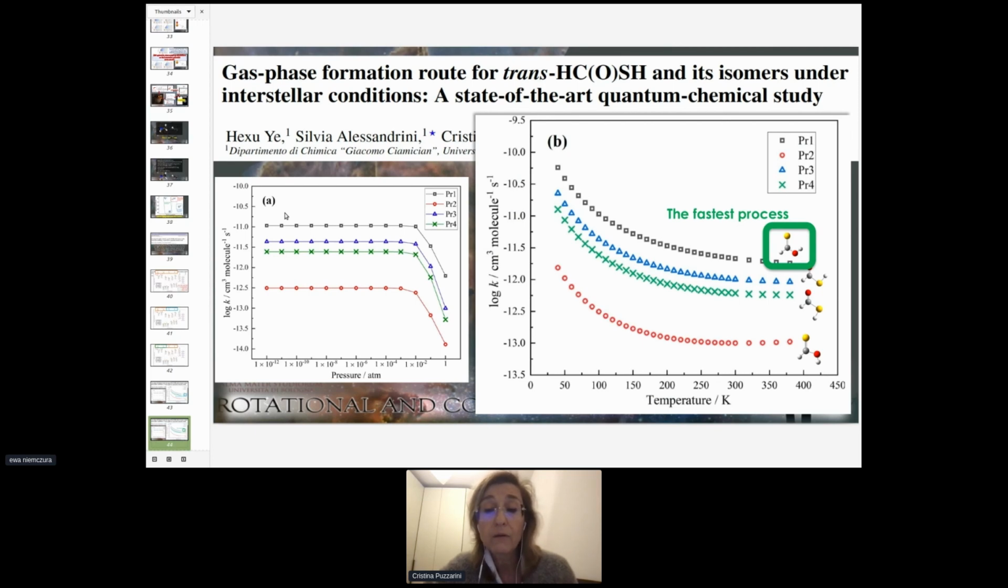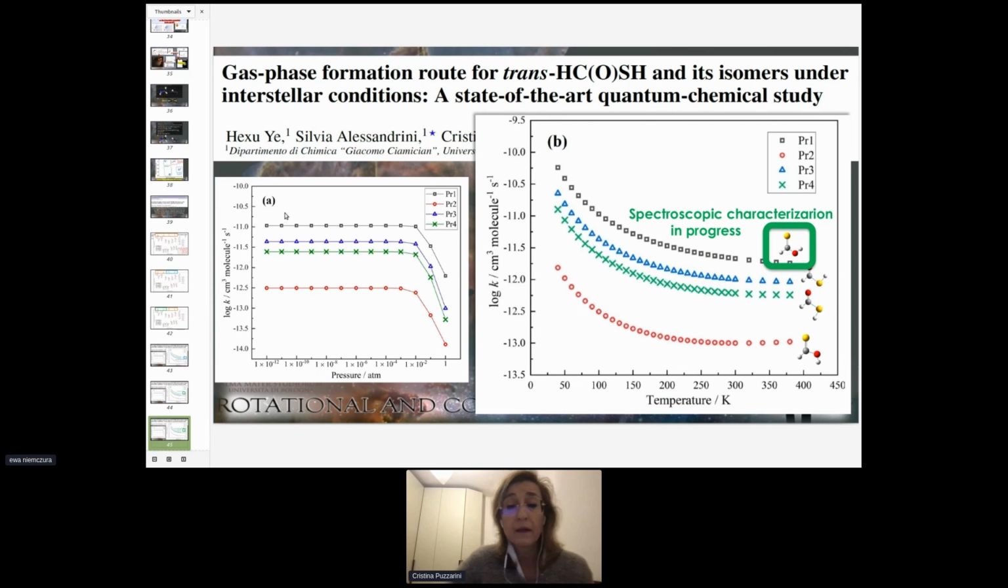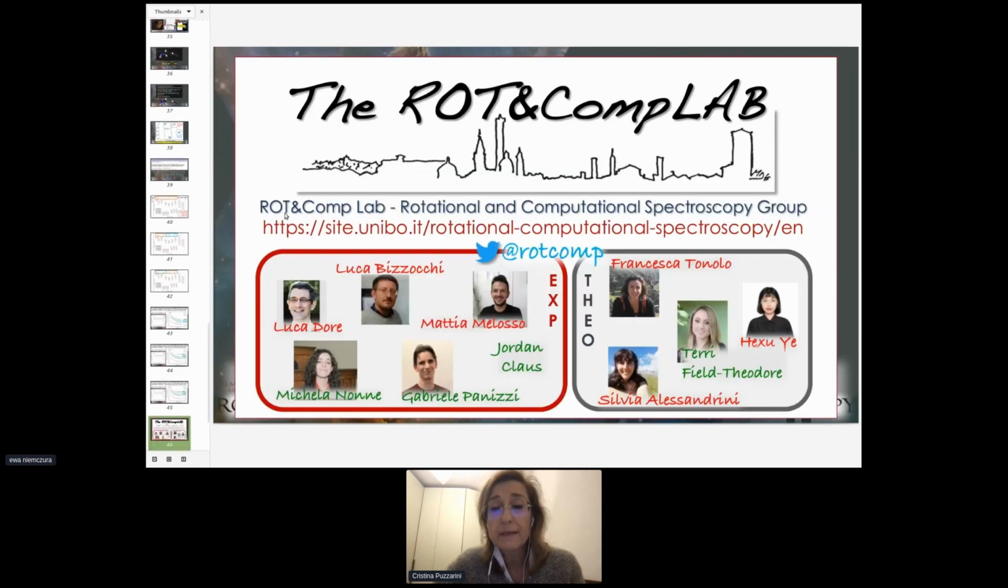For this molecule, there is no spectroscopic information so far. And so spectroscopic characterization is in progress, because at this point, this molecule is a very good candidate for astronomical detection. So this is the end.